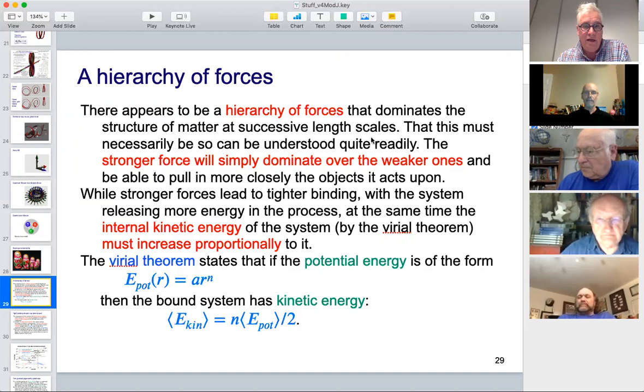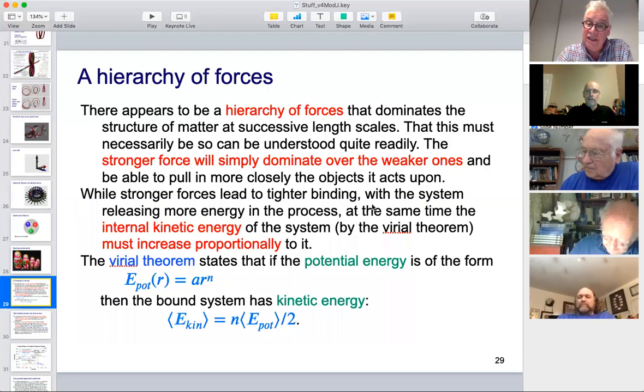But you can understand why this has to be so quite readily. A stronger force, if it exists, will simply dominate over the weaker ones and satisfy itself if it can. And as that force takes over and pulls things together, what it's doing is transforming to a potential energy, an energy that might exist, a kinetic energy that might exist during the process. So stronger forces pull things in and they lead to a tighter and tighter binding within the system, releasing more energy in the process.